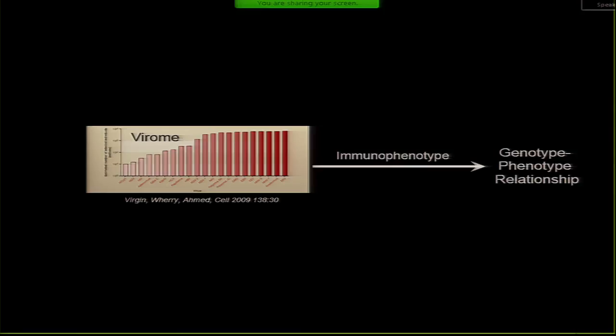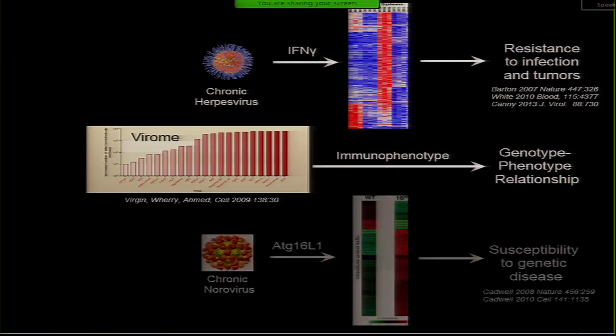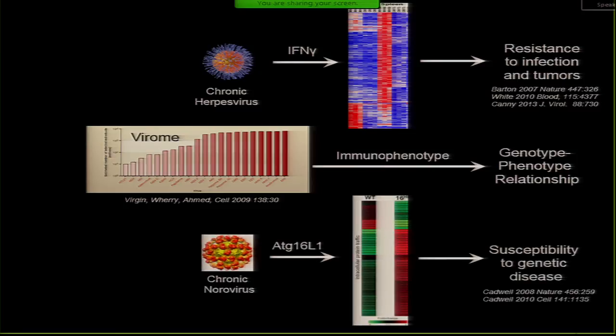There are two observations that got us started. One is that a chronic herpes virus stimulated interferon secretion, changed gene expression, and led to resistance to infection in tumors. And then a second, that a chronic norovirus, which we discovered, which was a lot of fun, interacts with a host autophagy gene and changes the phenotype of a disease related to IBD. So I'm going to briefly show you some of the data that just got us started in this concept.